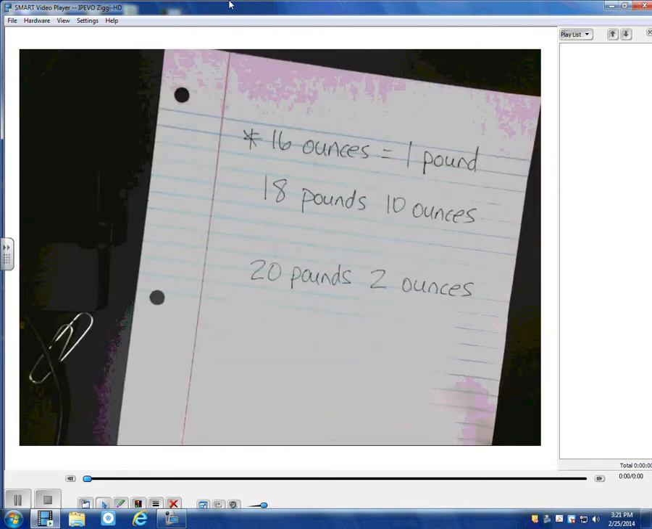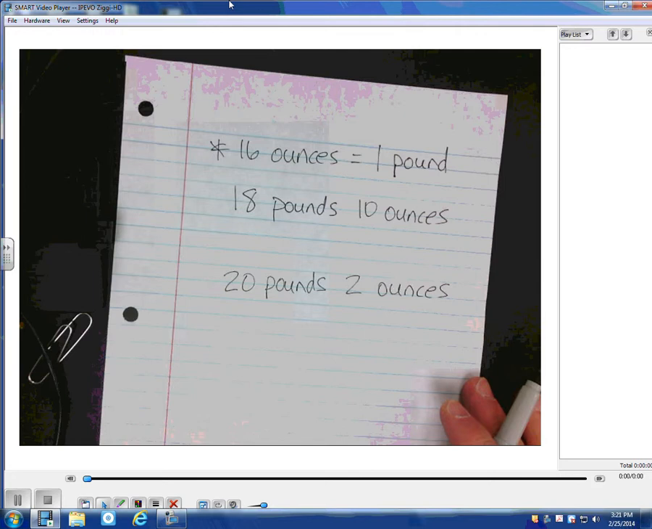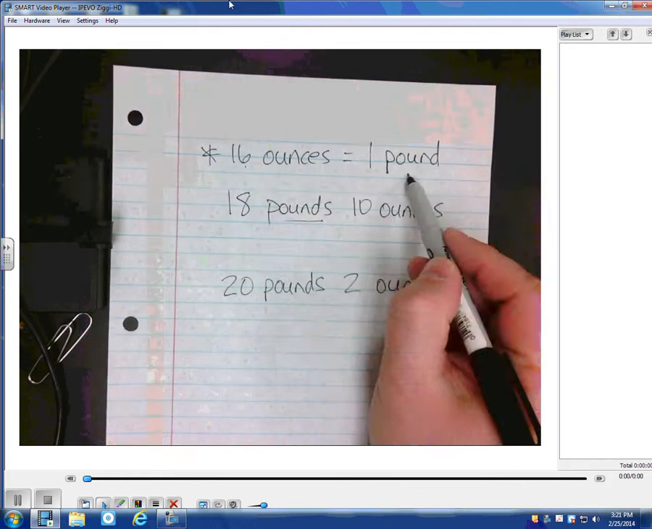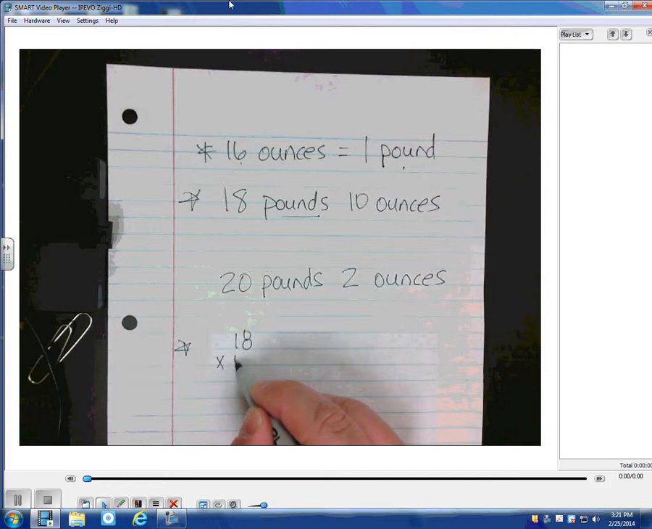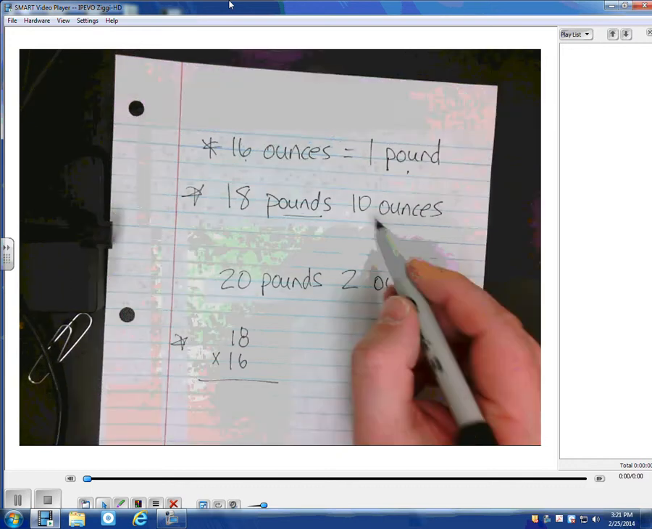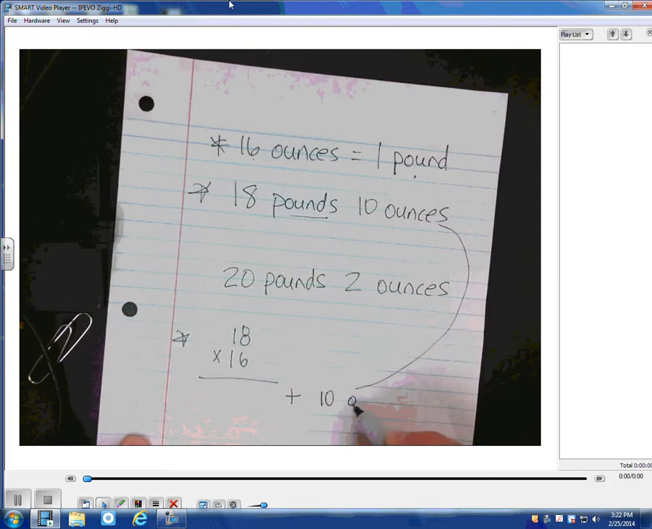Okay, number 8. Number 8, it's just a conversion problem. It says a baby girl weighed 18 pounds, 10 ounces at 12 months and 20 pounds, 2 ounces at 13 months. How much weight did the baby gain during this month? 1 pound equals 16 ounces. So I need to turn these pounds into ounces. And I know that 16 ounces equals 1 pound. So for this one right here, I will take 18 and I will multiply it by 16. Okay? And then you get that answer. And then don't forget though to add on these 10 ounces. Okay?